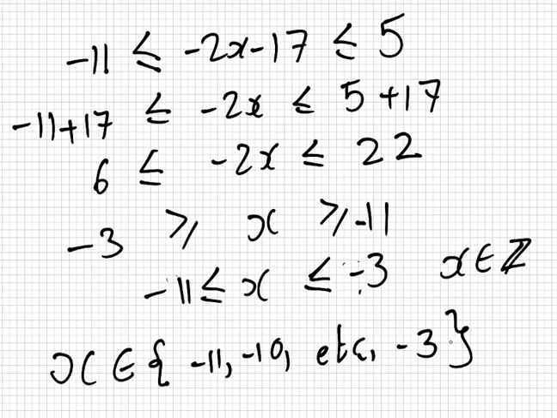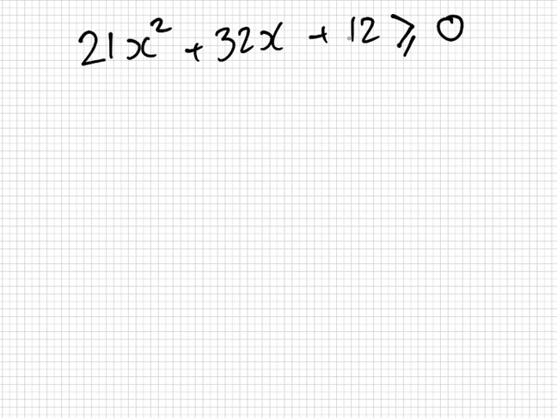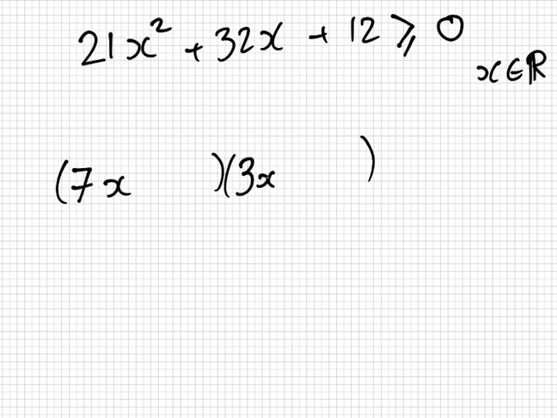So this is actually like 4a now. 21x squared plus 32x plus 12 greater than or equal to 0. And x is a real number. First, I'll try to factorize it. So what have I got here? 7 and 3 probably. That'd make 21 and 12 and 1? So what number is this? No, the other way around maybe.